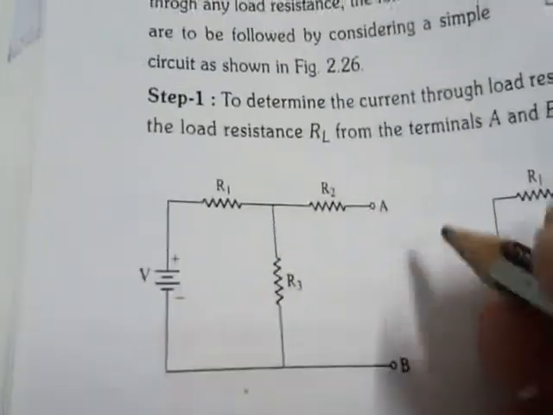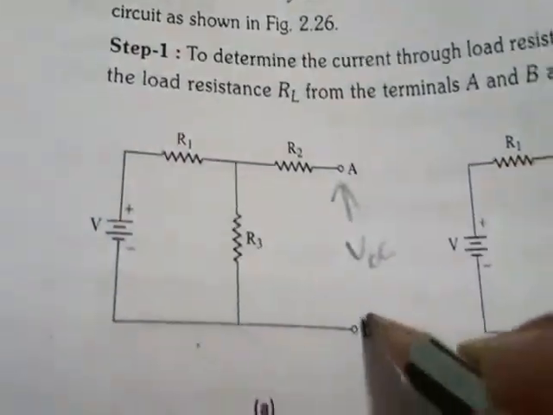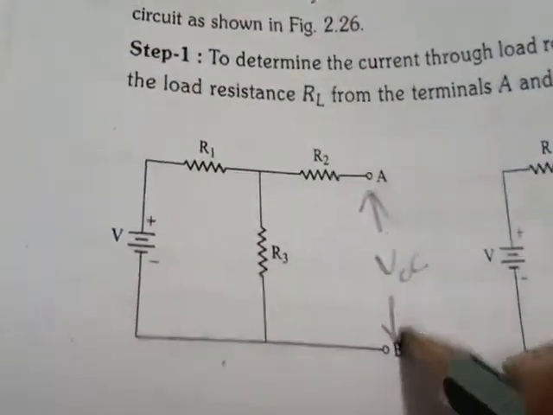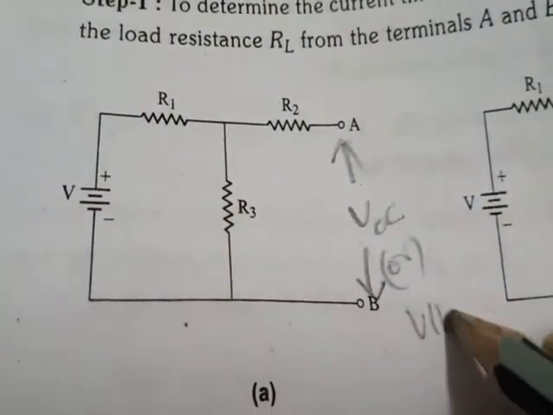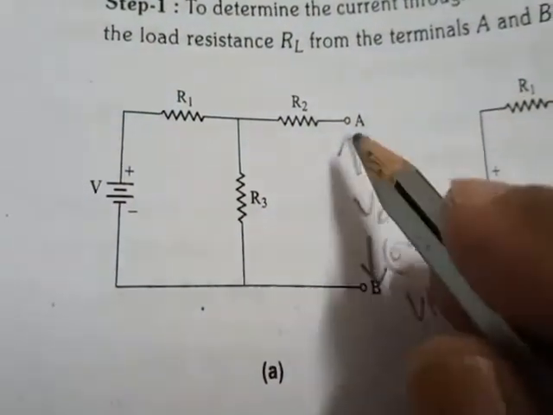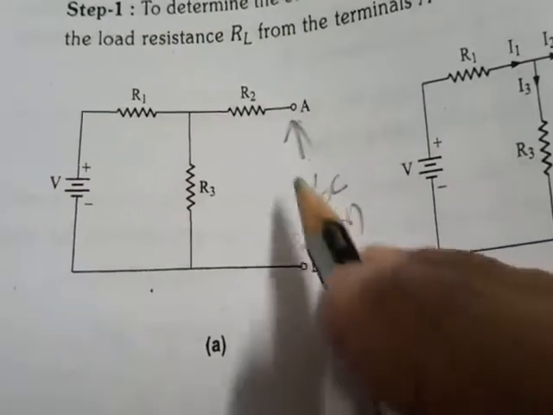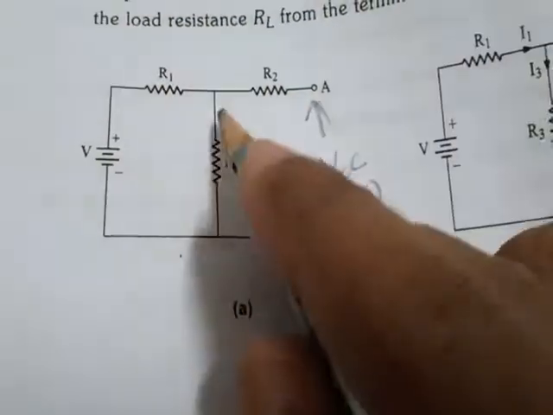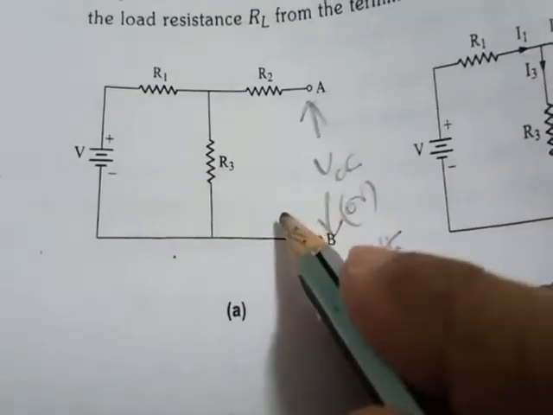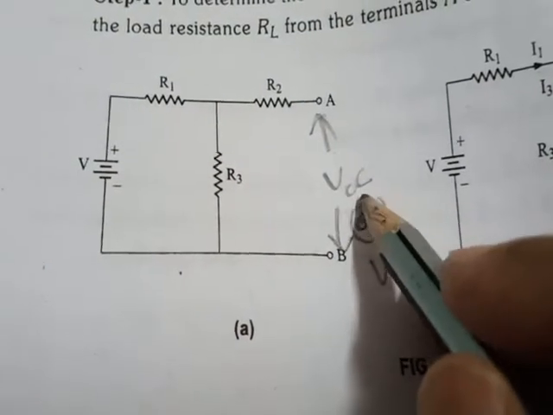Simply we can write this as VOC. The voltage between terminals A and B is nothing but VOC, which is also called the Thevenin's voltage. Whenever we take a parallel circuit, this A and B is in parallel with the ends of this resistor, and in a parallel circuit the voltage will be the same. So in our first step we need to find the Thevenin's voltage, or open circuit voltage.